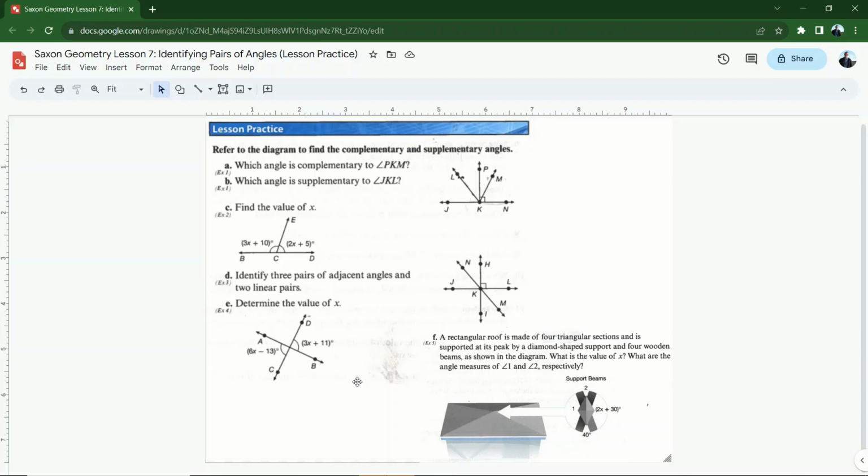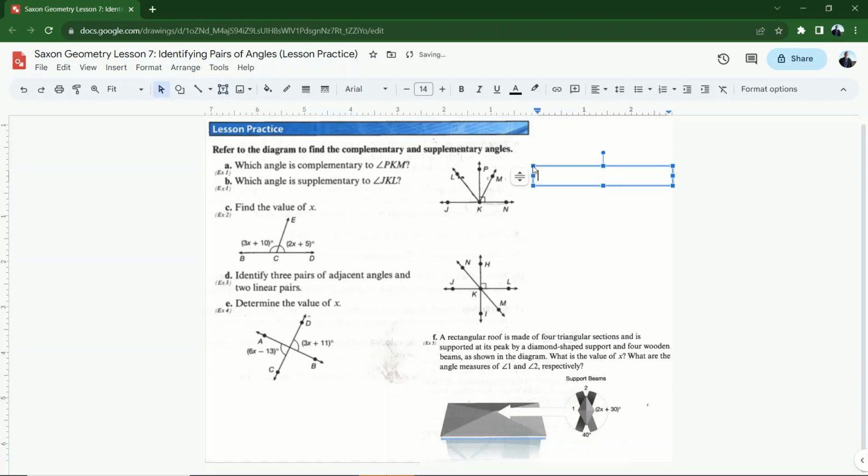All right, it's time to work some practice problems involving pairs of angles. Letter A asks, which angle is complementary to angle PKM? Well, PKM forms a right angle when you put together PKM with MKN, because PKN is a 90-degree angle. So according to the angle addition theorem, PKM plus MKN has to equal 90 degrees. So letter A, the answer must be angle MKN.